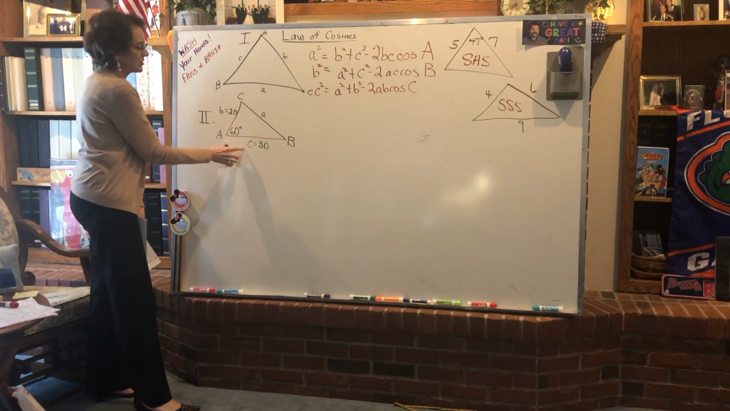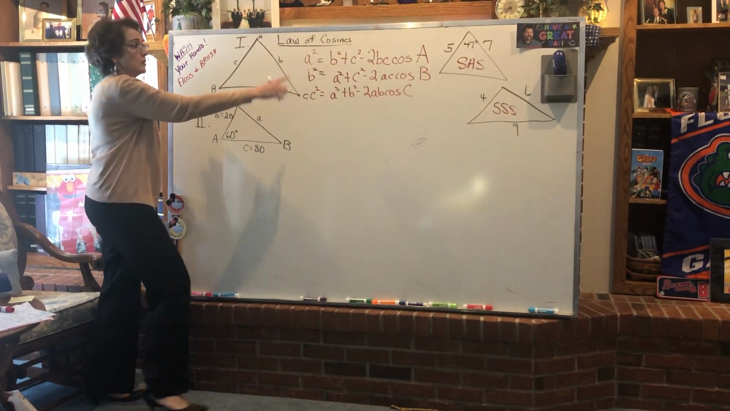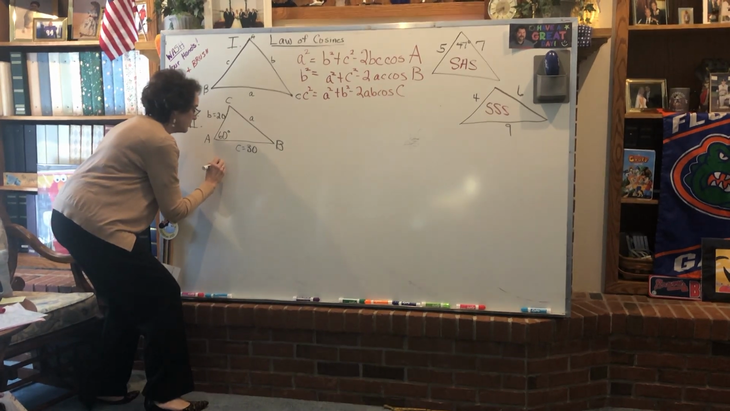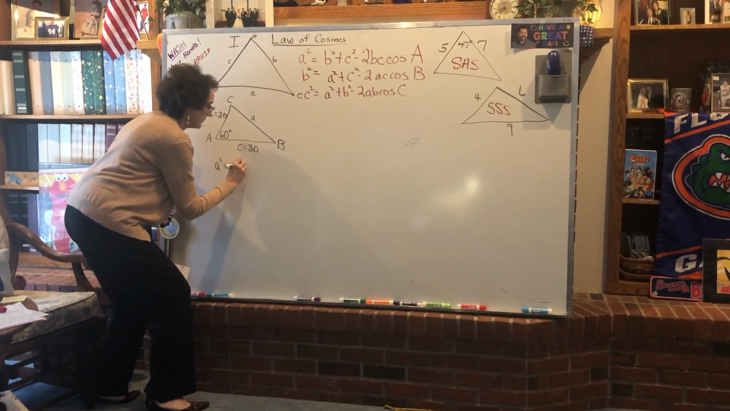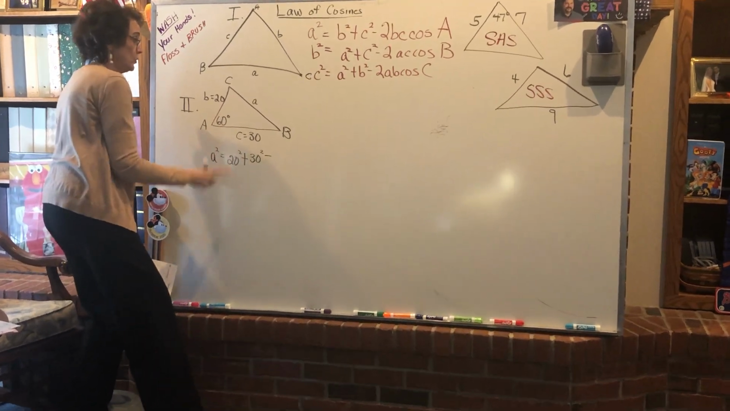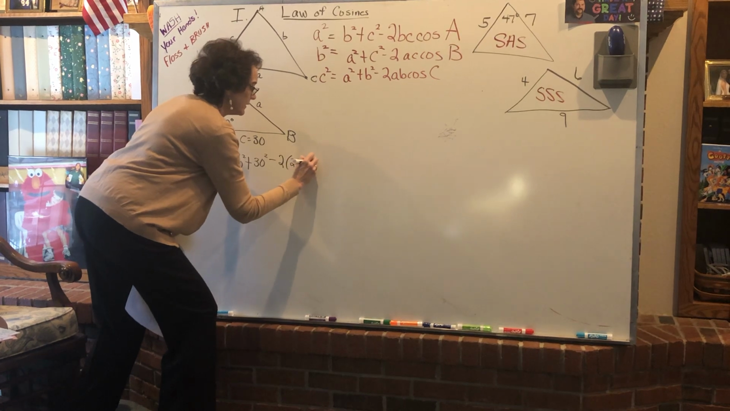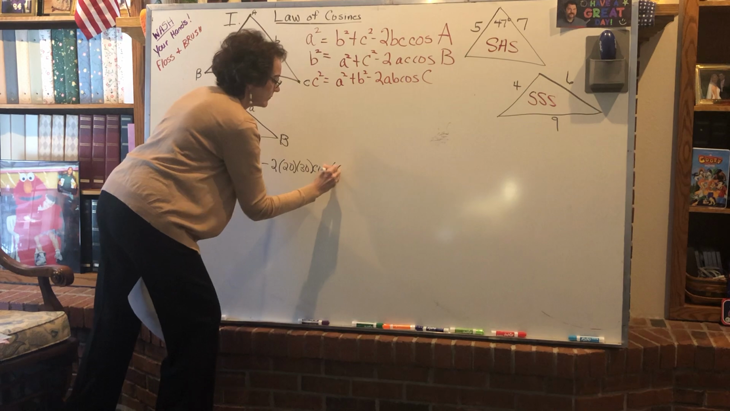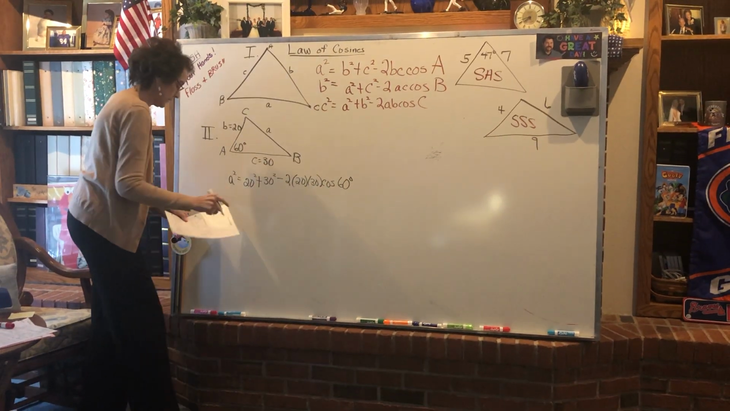So we know these two sides, so the only side that we don't know is A. So that's how we'll start with this top formula right here. A squared equals B squared plus C squared minus 2 times BC, so 2 times 20 times 30 times the cosine of that included angle. Okay, and then you're just going to put this in your calculator.